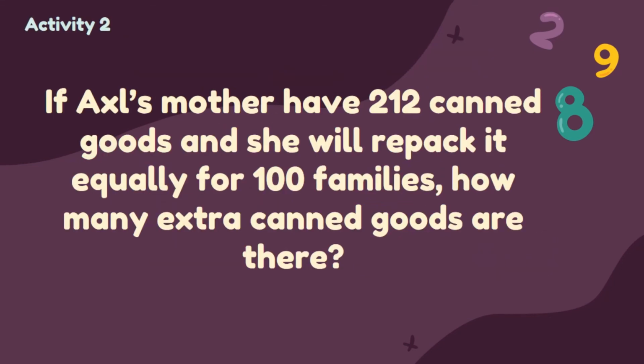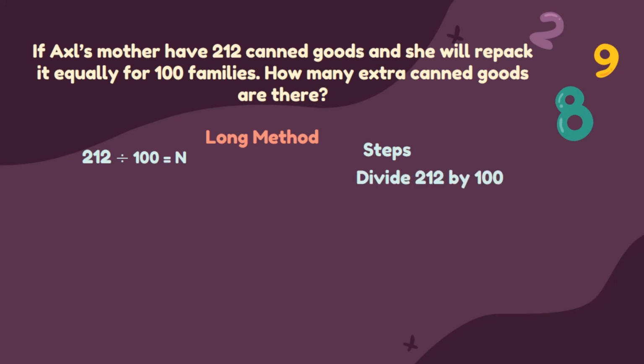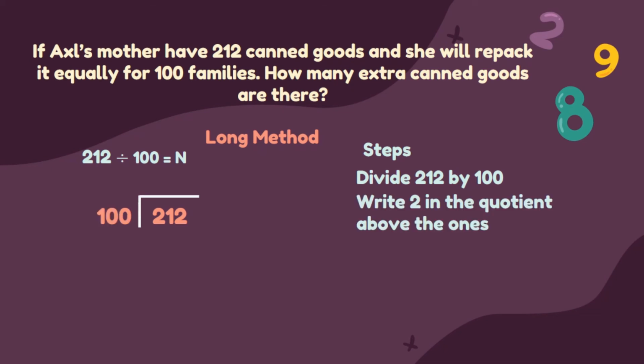Let's have another example. If Axel's mother has 212 canned goods and she will repack it equally for 100 families, how many extra canned goods are there? Let's use the long method. 212 divided by 100 is equal to n. Steps: divide 212 by 100. 212 divided by 100 is equal to 2.